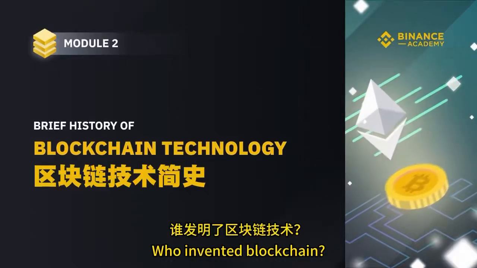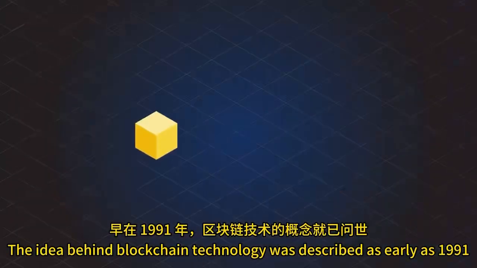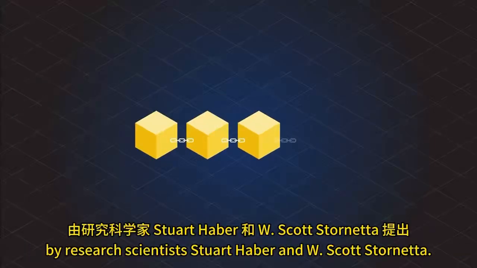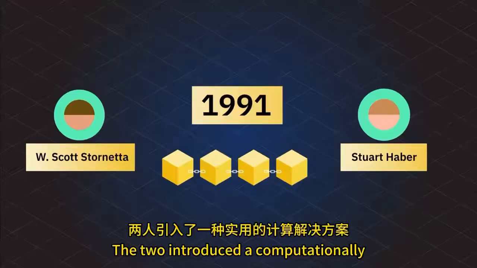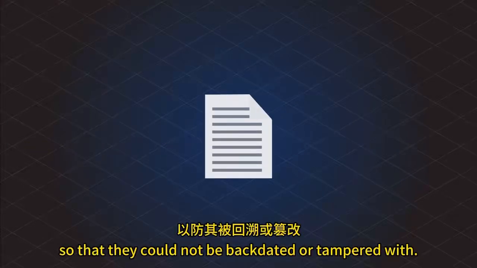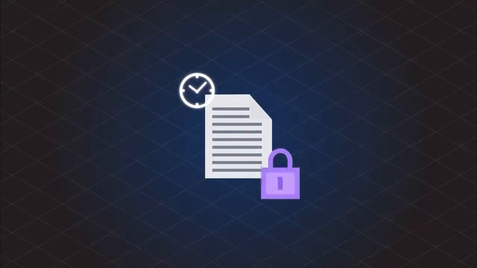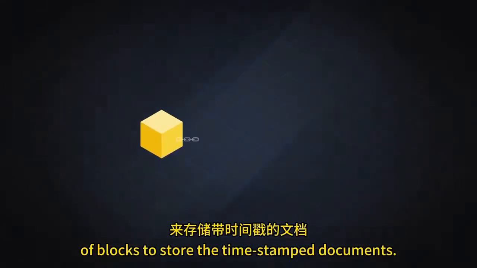Who invented blockchain? The idea behind blockchain technology was described as early as 1991 by research scientists Stuart Haber and W. Scott Stornetta. The two introduced a computationally practical solution for timestamping digital documents, so that they cannot be backdated or tampered with. The system used a cryptographically secured chain of blocks to store the time-stamped documents.